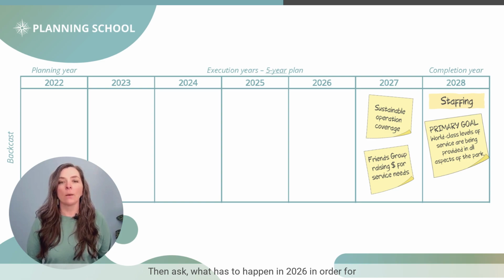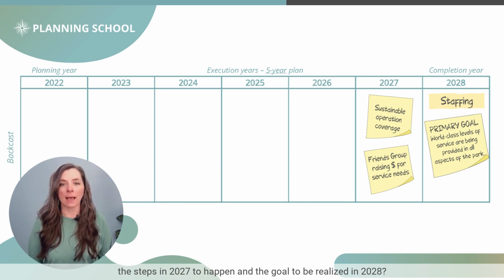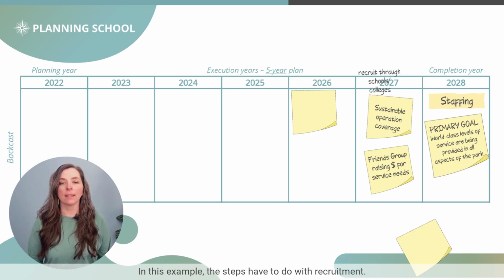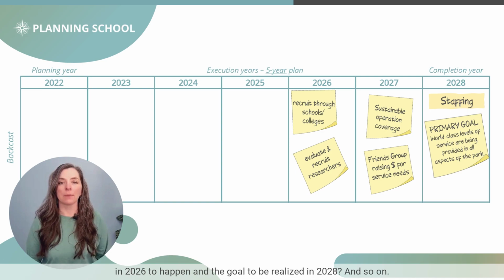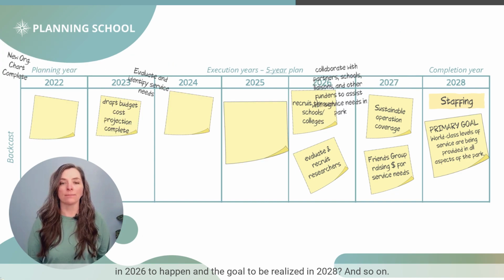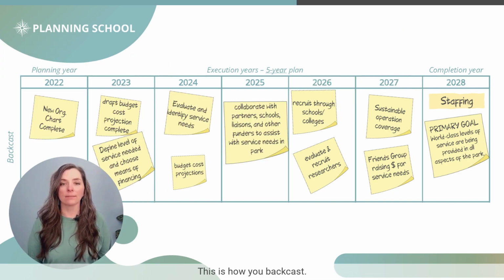Then ask, what has to happen in 2026 in order for the steps in 2027 to happen and the goal to be realized in 2028? In this example, the steps have to do with recruitment. And then continue. What has to happen in 2025 in order for the steps in 2026 to happen and the goal to be realized in 2028, and so on. This is how you backcast.